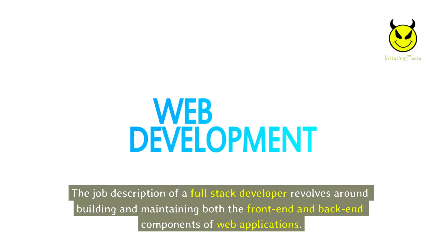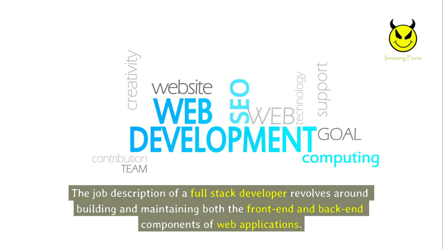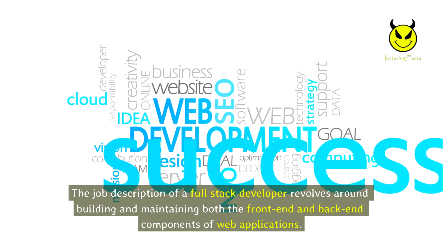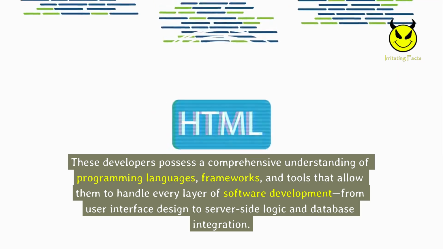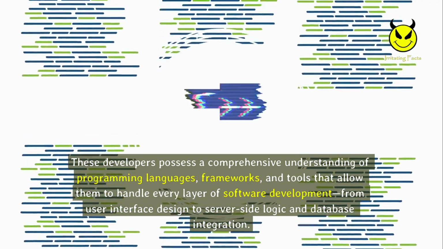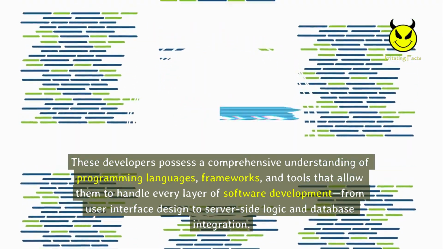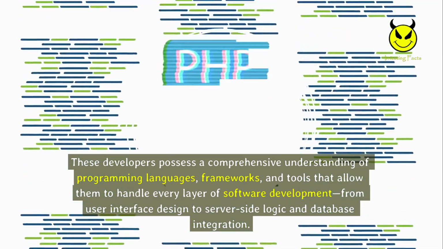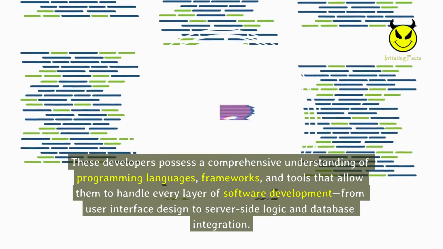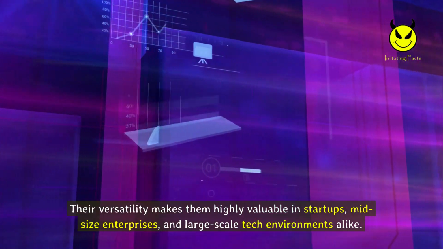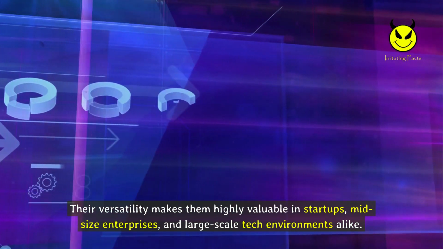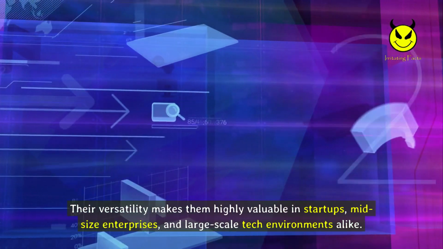The job description of a full-stack developer revolves around building and maintaining both the front-end and back-end components of web applications. These developers possess a comprehensive understanding of programming languages, frameworks, and tools that allow them to handle every layer of software development, from user interface design to server-side logic and database integration. Their versatility makes them highly valuable in startups, mid-size enterprises, and large-scale tech environments alike.